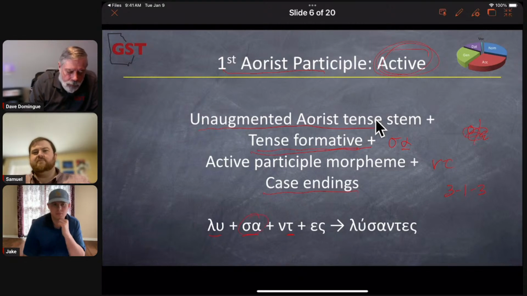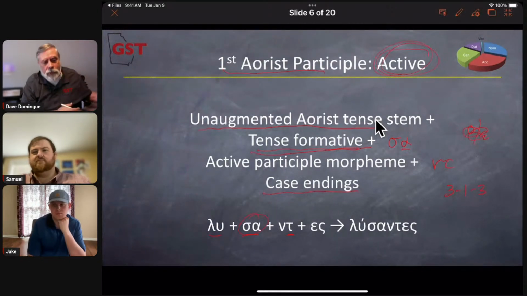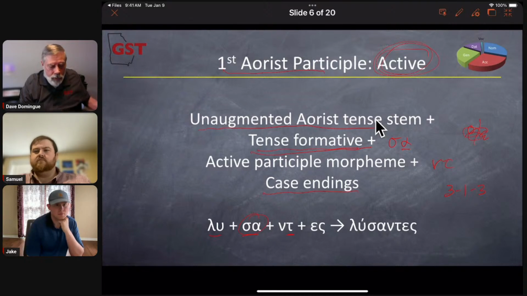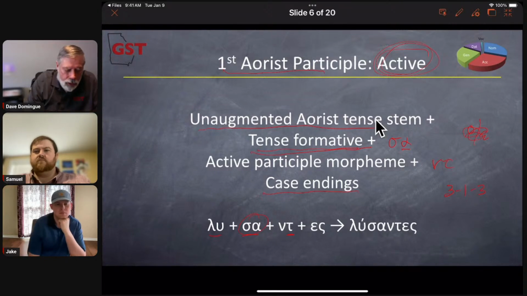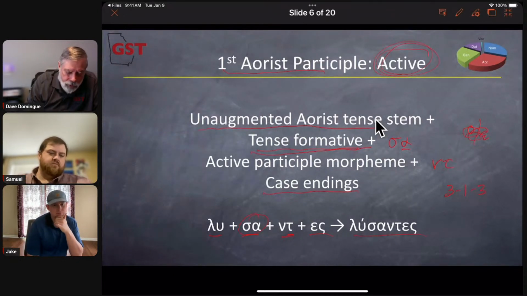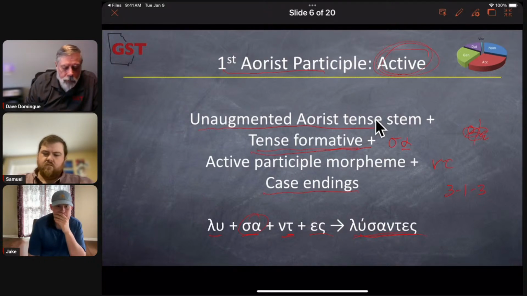Now, this is a tense formative. It is not the participle morpheme. What's a tense formative? It's telling you what tense it is. What tense is sigma alpha? It's aorist. Lusantes. Excuse me, let's say it that way, lusantes. All right. Make sense? Kind of walk through it?